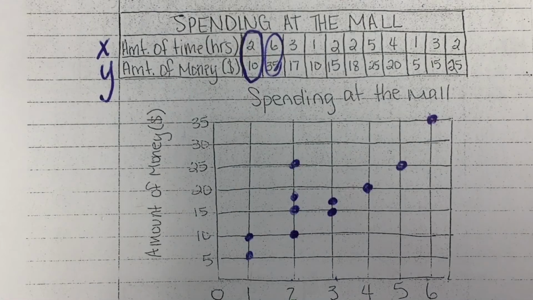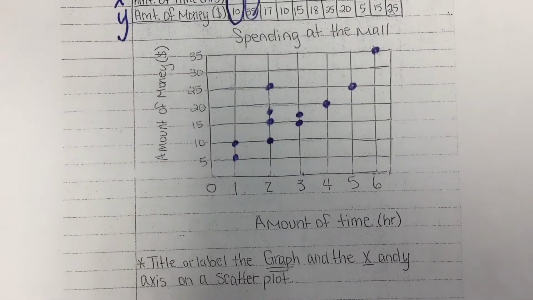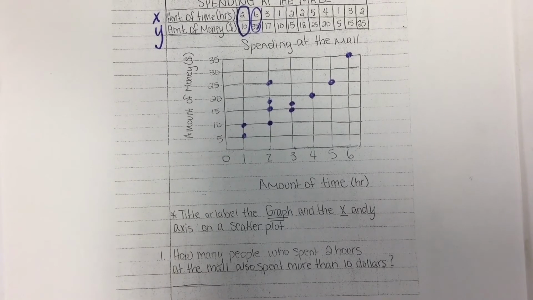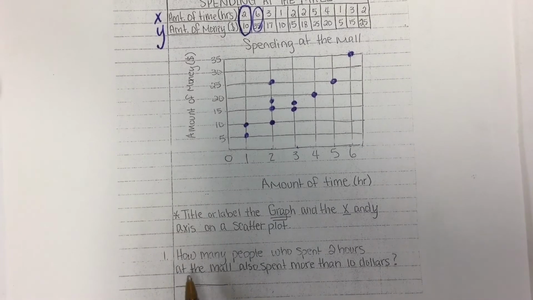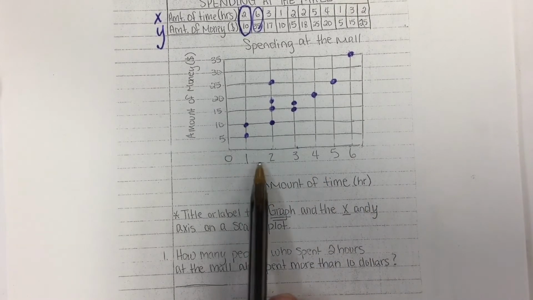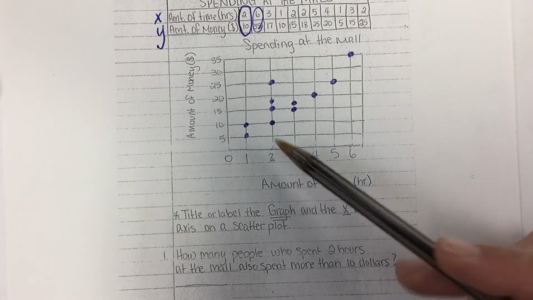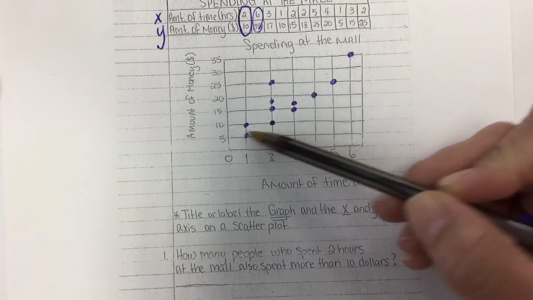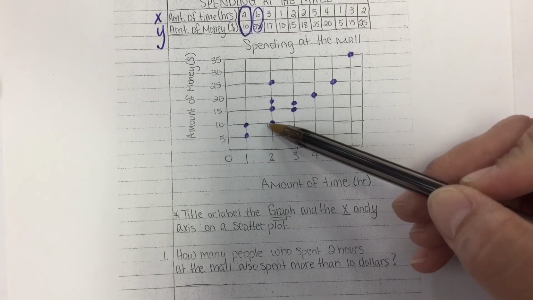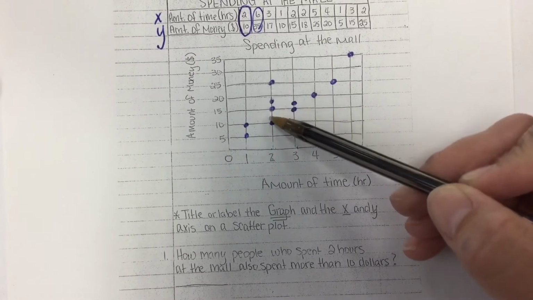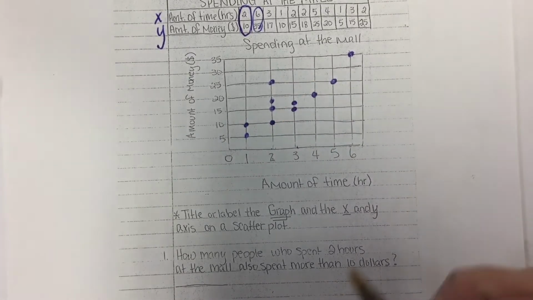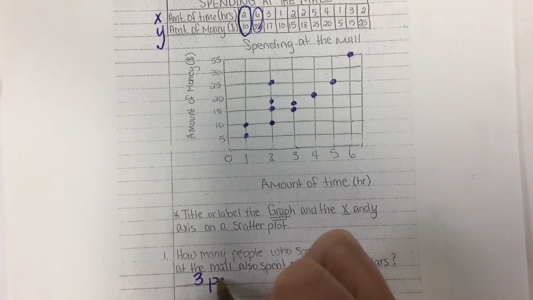Okay, so a scatter plot is just like it states. It's scattered all over the board. So there's no set schedule or set standard for these. So how many people who spent 2 hours at the mall also spent more than $10? So time, we're looking at 2 hours. So this person spent exactly $10, which is not more than 10. 3 people spent over $10.